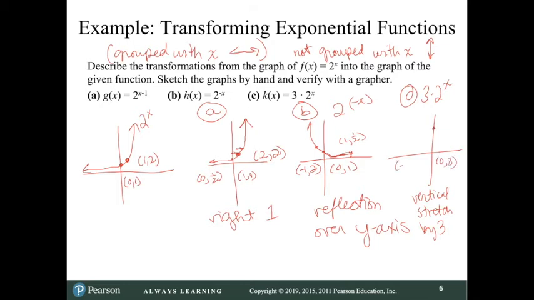Let's test when x is negative 1. 2 to the negative 1 is 1/2 times 3 is 3/2. So notice we went from 1/2 to 3/2, 1 to 3. Let's do one more. When x is 1, 2 to the 1 is 2 times 3 is 6. So not only is this exponential, meaning it grows really fast, but it's also been stretched so it grows even faster. Okay, and this was our parent function.